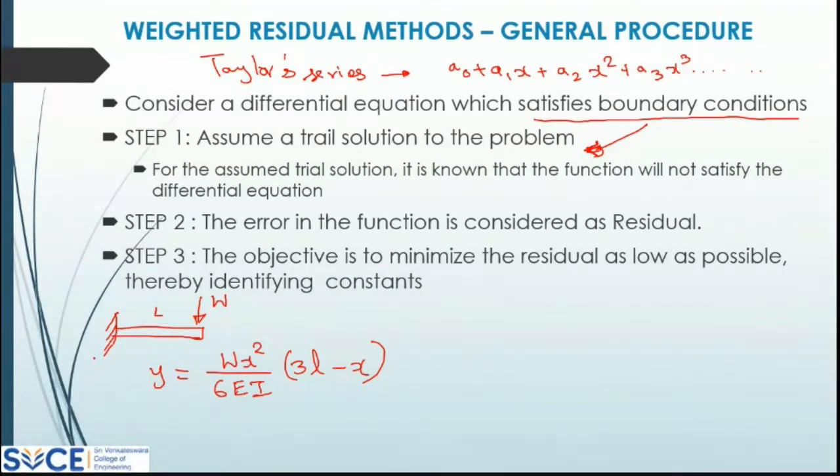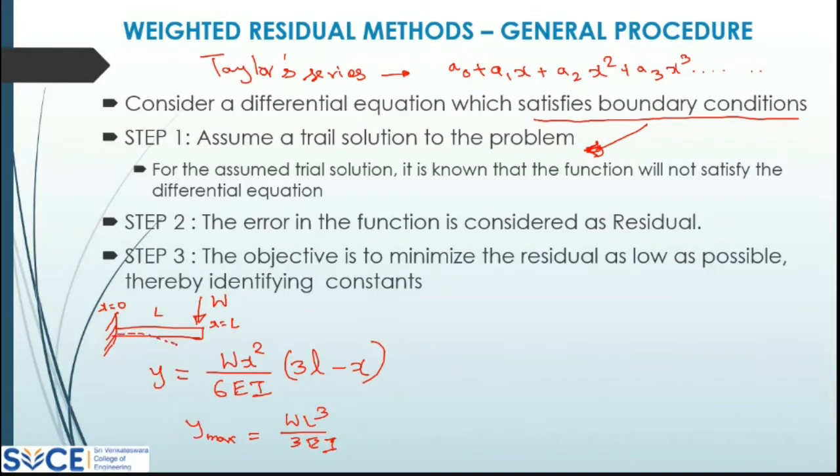For example, this is my location where x is equal to 0, and this is my equation when x is equal to L. You know that you will have maximum deflection when x is equal to L. If I put x equal to L, you will get W L cube by 3EI. Usually, whenever you have a cantilever beam with a point load at the end, your maximum deflection will be W L cube by 3EI.